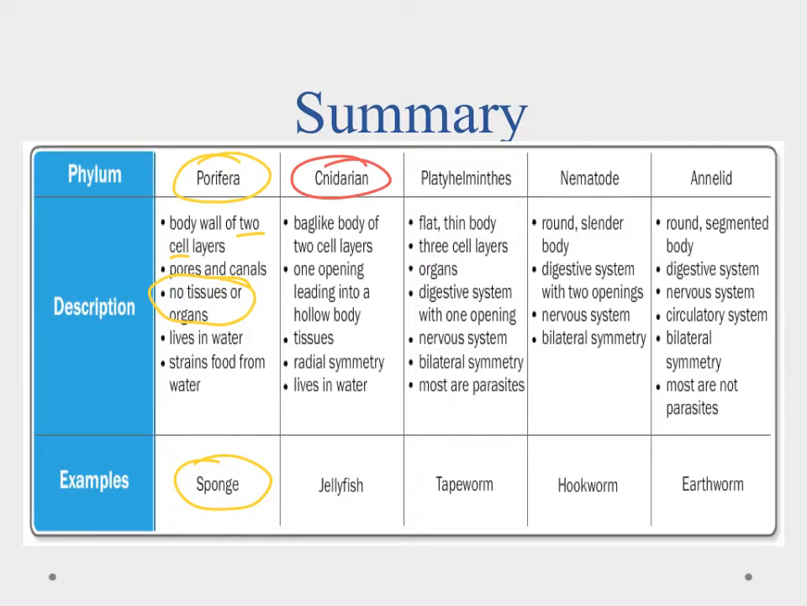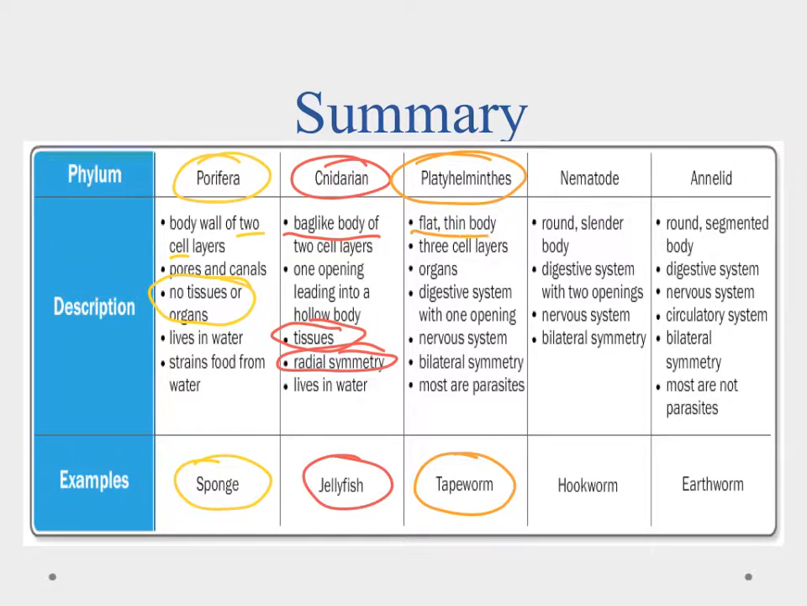Next up were the cnidarians, and these were our jellyfish, corals, sea anemones. These ones had a bag-like body of 2 cell layers. So they had like a bag of a body there with one opening, and that led into this hollow cavity. We started to see tissues here, and we saw radial symmetry, and it's also where we saw the nematocysts, or the stinging cells. Next up were the flatworms, or the Platyhelminthes, and our example would be our tapeworms here.